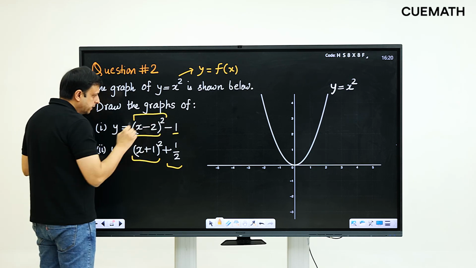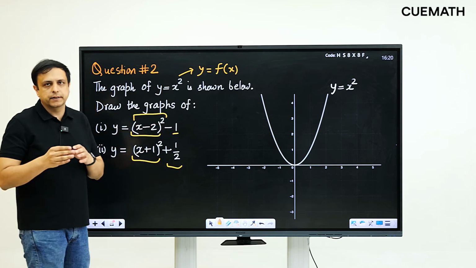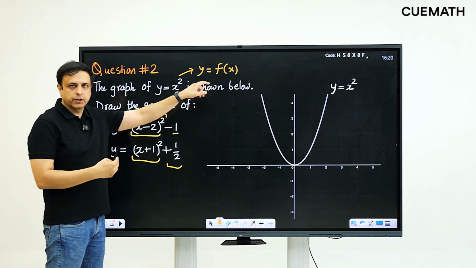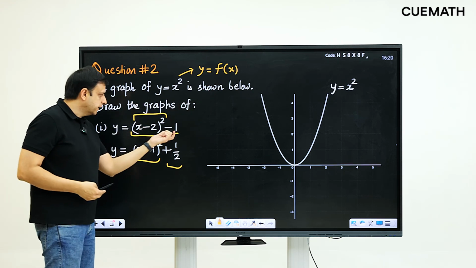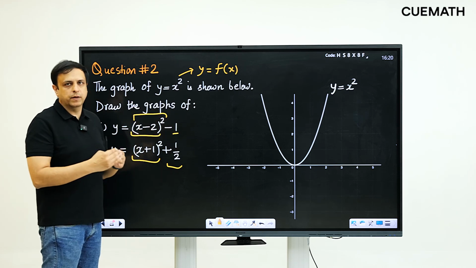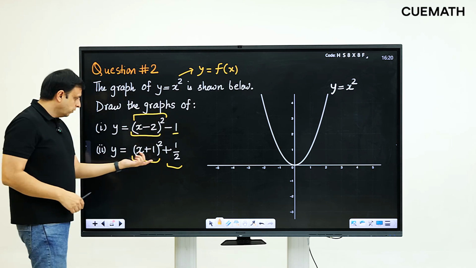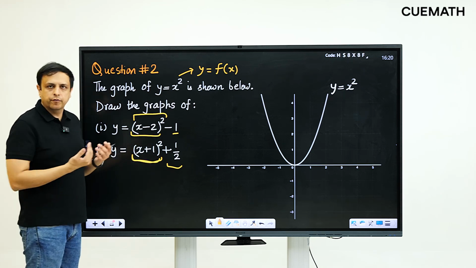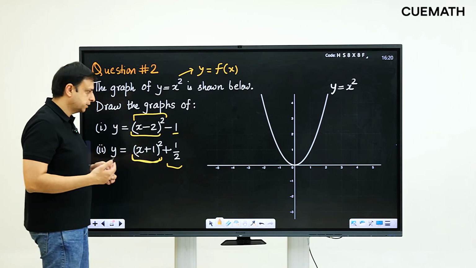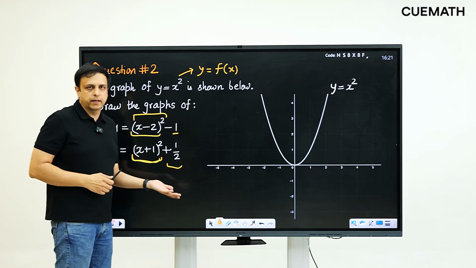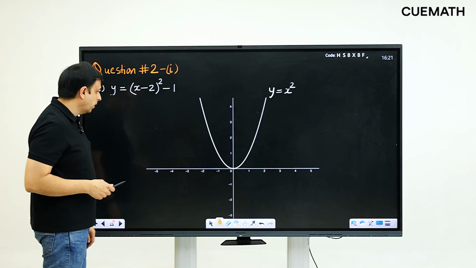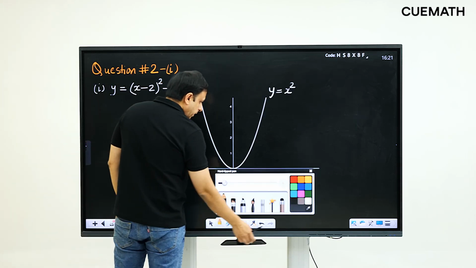First you think of just this function x minus 2 whole square. It's a rightward shift of the original function by 2 units, a delay by 2 units, and then you're subtracting 1, so a downward shift by 1 unit. And similarly over here, you first think of this x plus 1 whole square, which would be a leftward shift of 1 unit of the original function, and then you add half to it, so an upward shift of half units. So let's plot these two functions one by one.